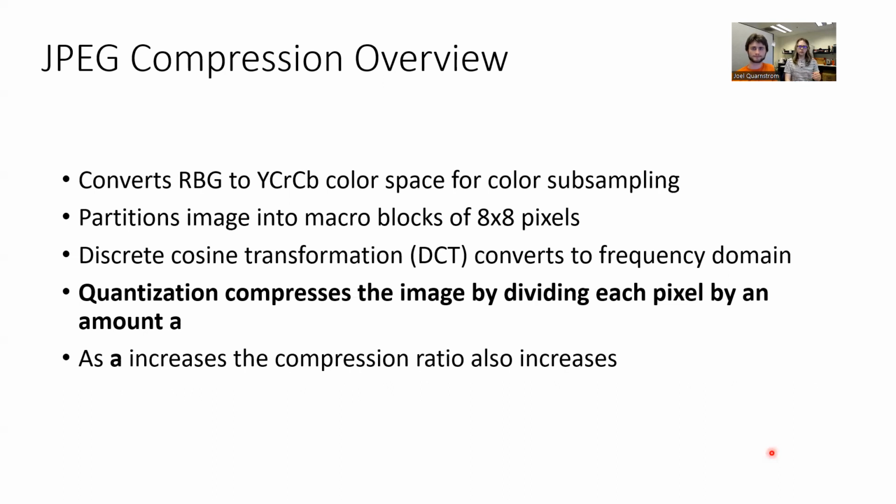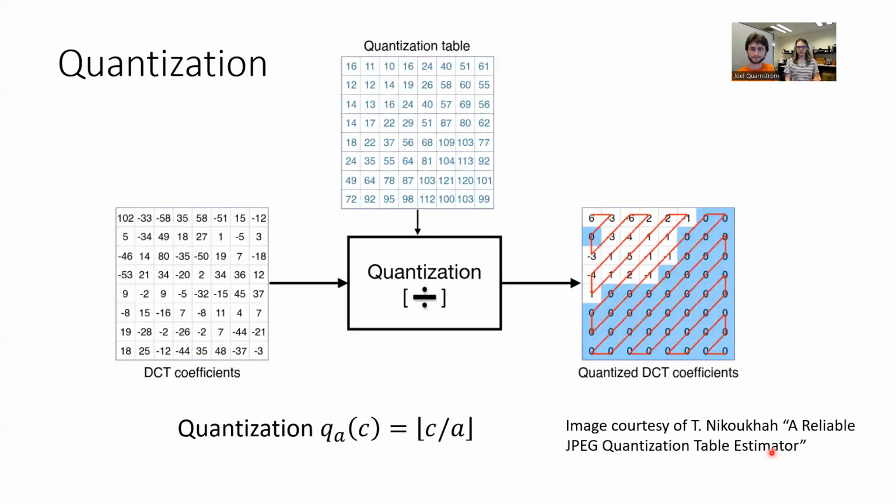Each one of the pixels, or the frequency domain pixels, will be divided by some quantization factor called A. This factor A actually controls the compression ratio. As A increases, our compression ratio increases. So in a JPEG image, you take the 8 by 8 grid of frequency pixels as DCT coefficients, and they get divided down by this coefficient table called the quantization table, and that produces all of these now reduced value quantized DCT coefficients. And this produces two important results.